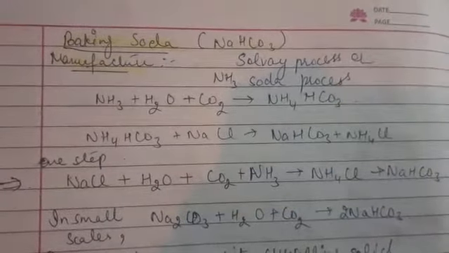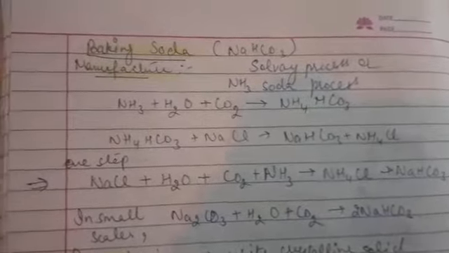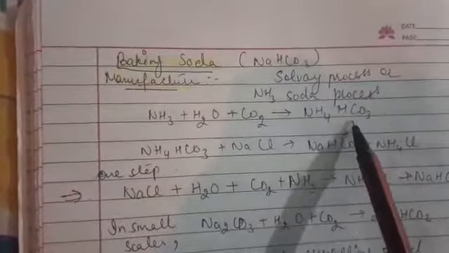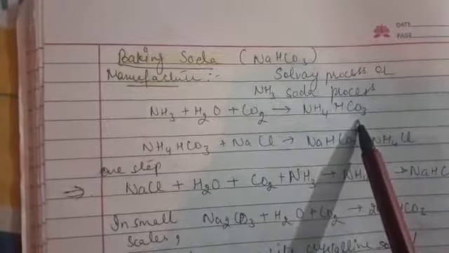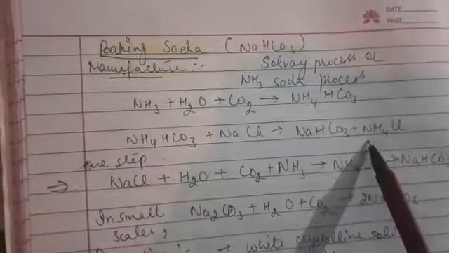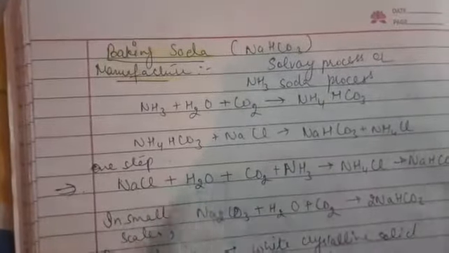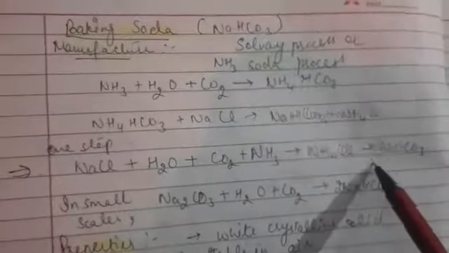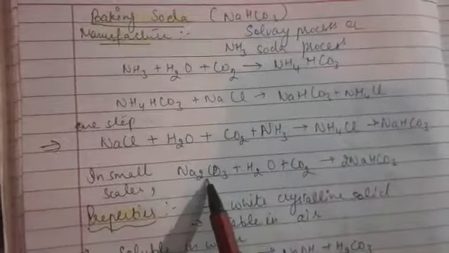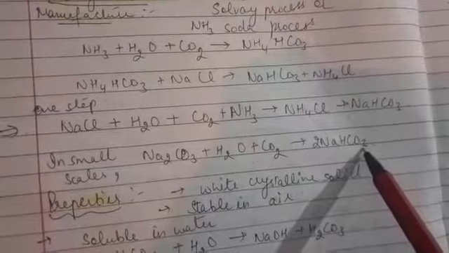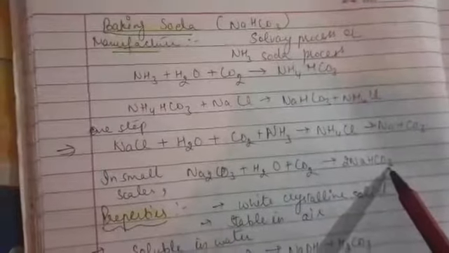Next salt is baking soda. The baking soda formula is NaHCO3. It is manufactured by the Solvay process or ammonia soda process. Ammonia plus water plus carbon dioxide form ammonium bicarbonate, NH4HCO3. This, when it reacts with NaCl, forms NaHCO3 plus NH4Cl. In one step, we can say NaCl plus water plus carbon dioxide plus ammonia form ammonium chloride plus NaHCO3. On a small scale, sodium carbonate, water plus carbon dioxide form sodium hydrogen carbonate solution, or you can say baking soda.